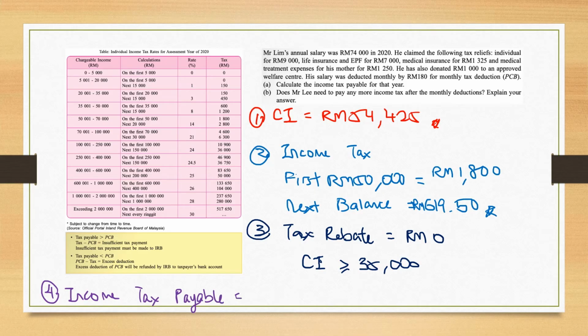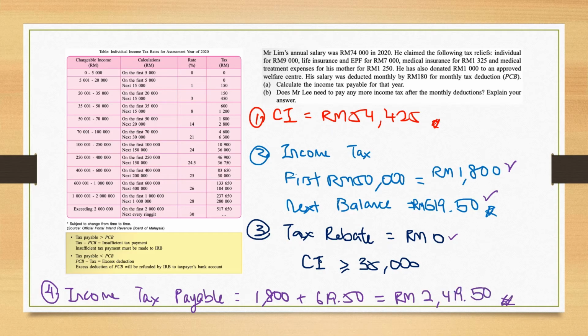Income tax payable, so how do we calculate that one more time? That will be your chargeable 1800 ringgit right here, plus your net balance, and then minus 0 ringgit. 0 ringgit means there's nothing. So 1800 plus 690 ringgit. There you go. Minus 0, so nothing. That would be RM 2,490 ringgit and 50 cents.